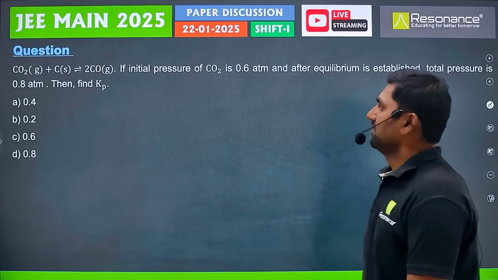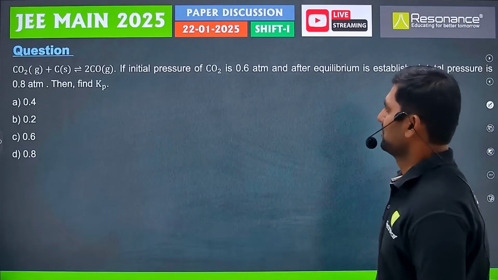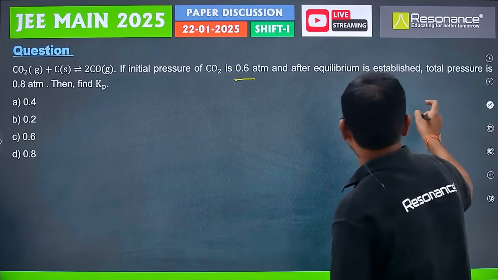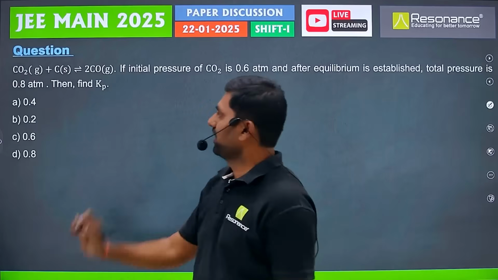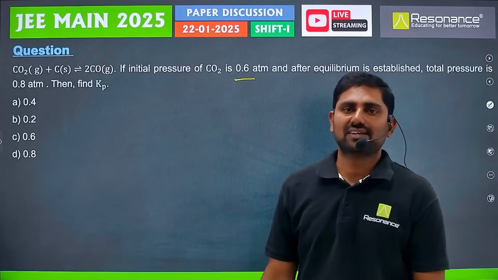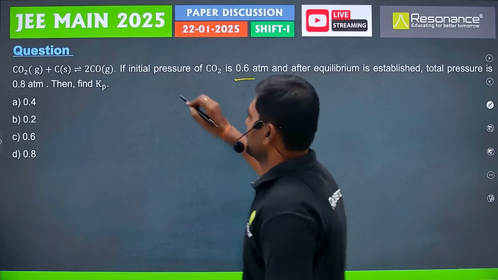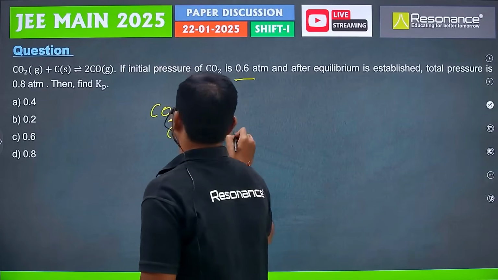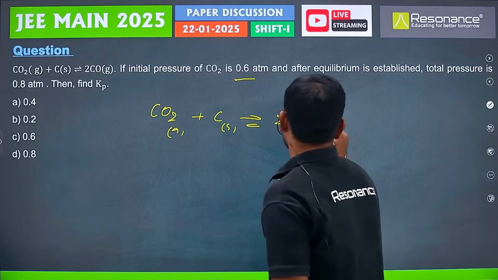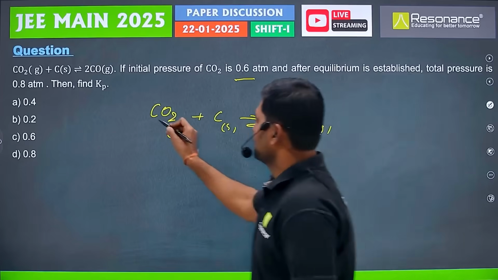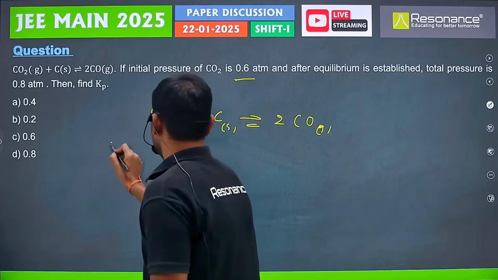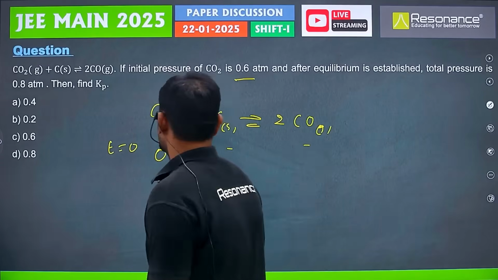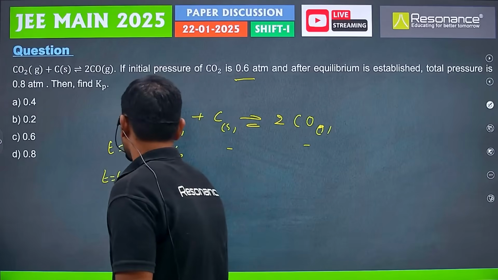Here the given question: CO2 gas plus C solid gives 2CO. If the initial pressure of CO2 is 0.6 atm and after equilibrium is established the total pressure is 0.8 atm, then find the Kp value. See the equation: CO2 gas plus C solid gives 2CO gas. Initially, CO2 is 0.6 at t equal to 0, before the start of the reaction. CO is 0.